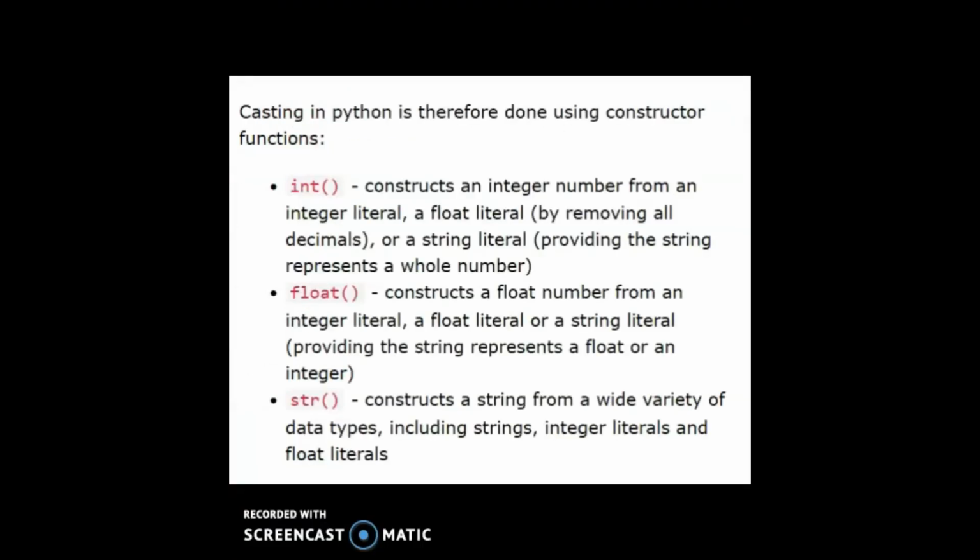Here is a definition of casting in Python. What is the casting of integer? It constructs an integer number from an integer literal, a float literal by removing all decimals, or a string literal, providing the string represents a whole number. The float constructs a float number from an integer literal, a float literal, or a string literal, providing the string represents a float or an integer. Str constructs a string from a wide variety of data types, including strings, integer literals, and float literals.